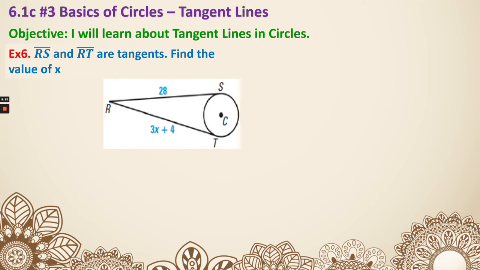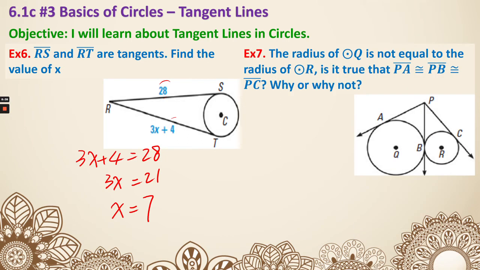Example 6. These 2 are tangent lines, so we know tangent segments are going to be the same. So 3x plus 4 equals 28. Subtract 4 on both sides, 3x equals 21. Divide both sides by 3, x equals 7. That's example 6.